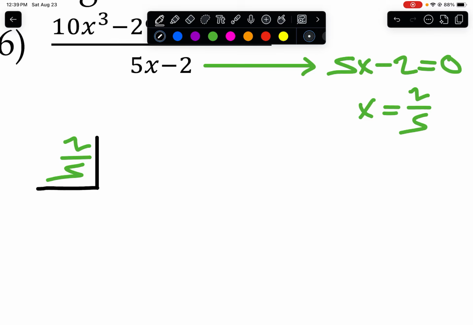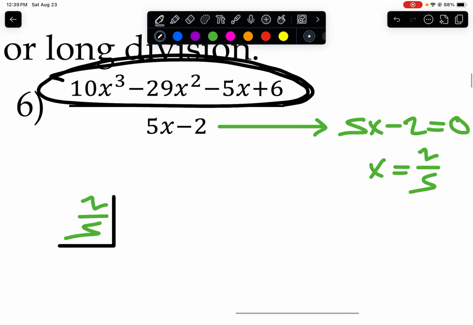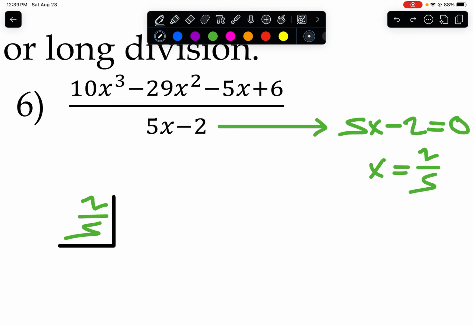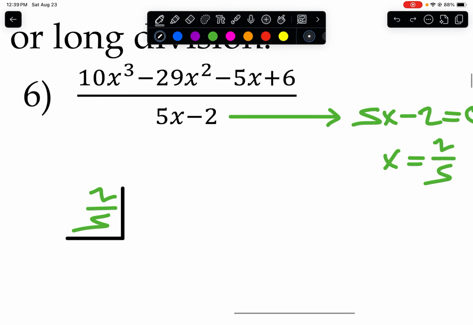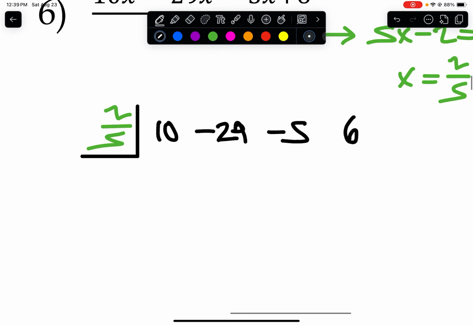So we're still going to follow the same general steps. Now I'm going to write the coefficients of my dividend. I'm going to double check and make sure I write this correctly. So to the third power, second power, first power, and zero power. I don't have any 0 coefficients I need to keep in mind. And then everything's in order, so I can just copy them down. So 10, negative 29, negative 5, and positive 6.